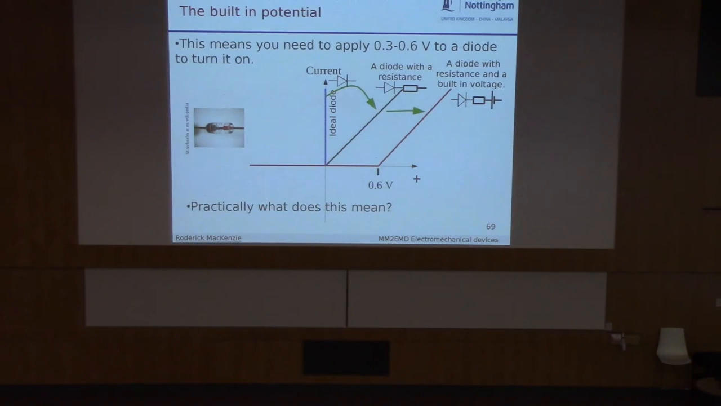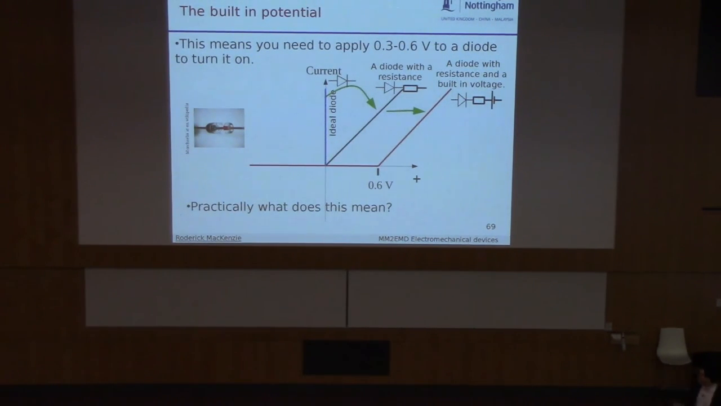If we look at a real diode, here's our absolutely ideal diode, here's the one with a resistance, and here's the one with a little bit of built-in voltage. Because of this built-in voltage, to actually turn it on you've got to not only supply a positive voltage, you've got to overcome this built-in voltage of about 0.6 volts. So to turn on your diode, you've got to supply more than 0.6 volts, like 0.7, 0.8. At 0.3 volts, it'll still be off because you've not yet overcome this internal voltage.